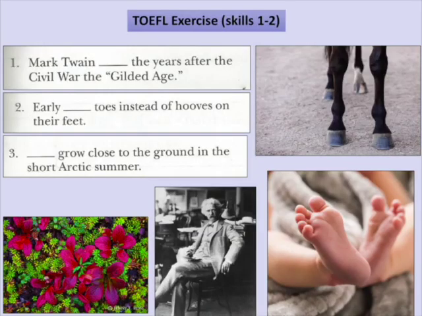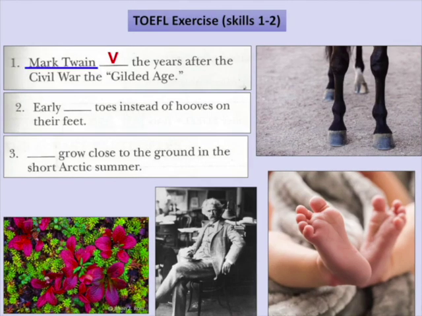Now it's time to practice. So, like I said before, you are not looking at the answers yet. Today, we're not going to look at the answers at all. So look at the first sentence. Mark Twain, something, the years after the Civil War, the Gilded Age. So what's our subject and verb? We can see our subject is Mark Twain. And then we look at the rest of the sentence. There is no verb. So that means that our answer needs to be a verb.